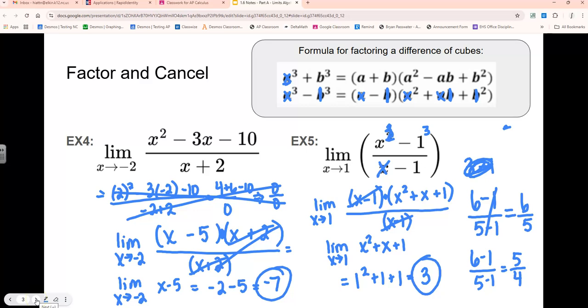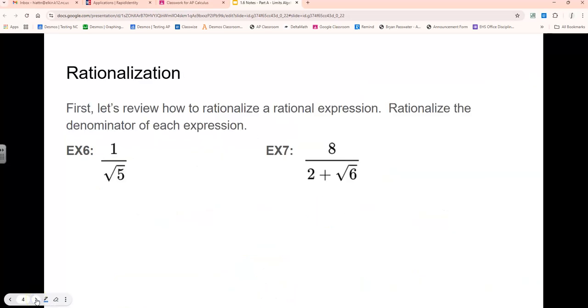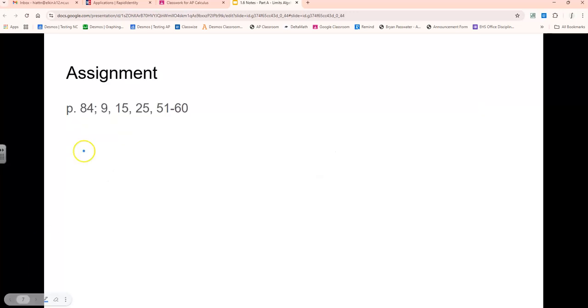All right, so we have not gotten to the rationalization part, which means I need to adjust your assignment. So let me look at these and see. I know you can still do 9, 15, and 25 because those are direct substitution. Let me see what I need to do to the rest of it. Let's see, 51 through 60. Stop at 56 because we didn't get to the rationalization part of it. So 9, 15, 25, 51 through 56 is going to be your assignment.